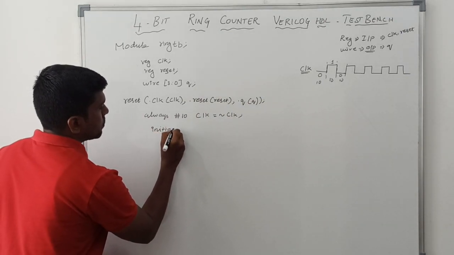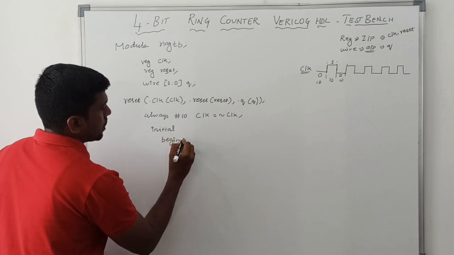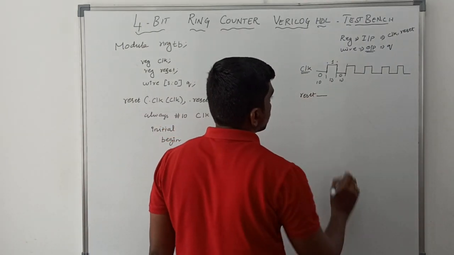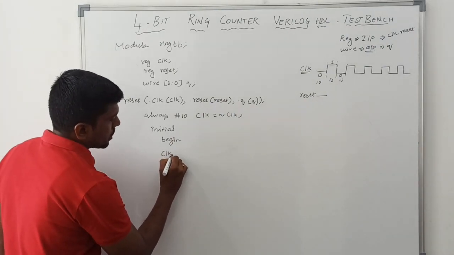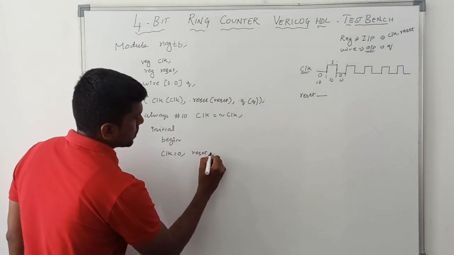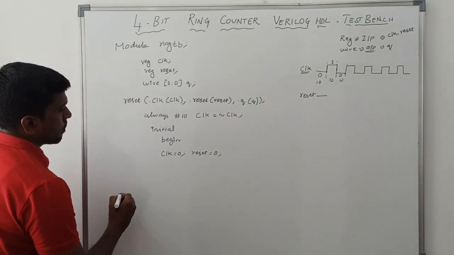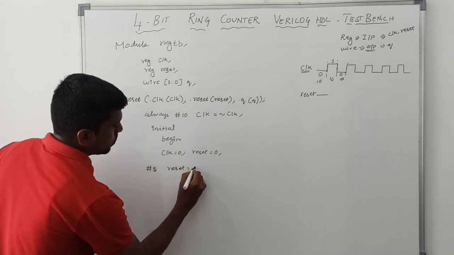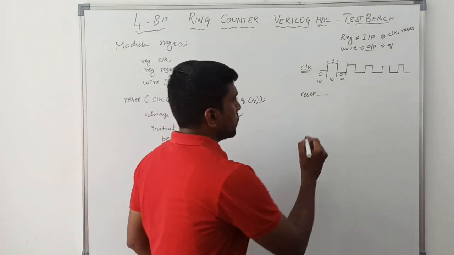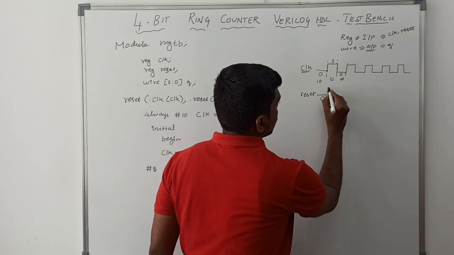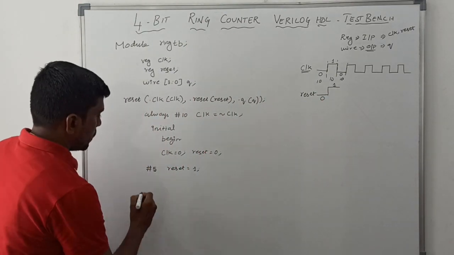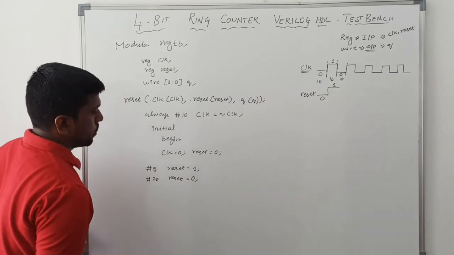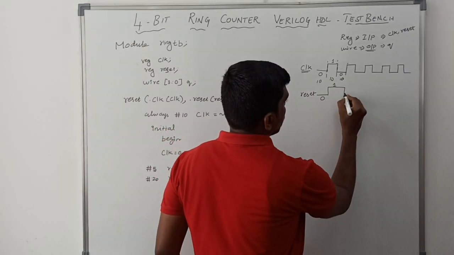Then initial begin. Initially the clock signal value is 0 and the reset value is also 0. After 5 time units, the reset value goes to 1. Then after 20 time units, the reset value goes to 0.